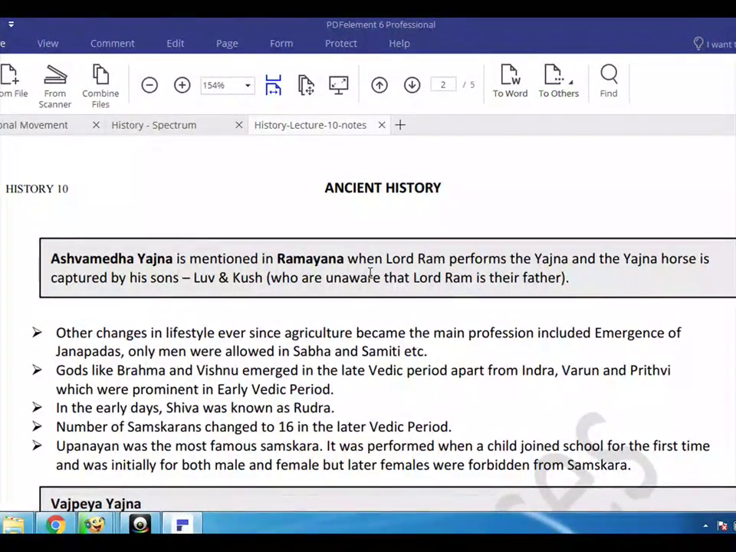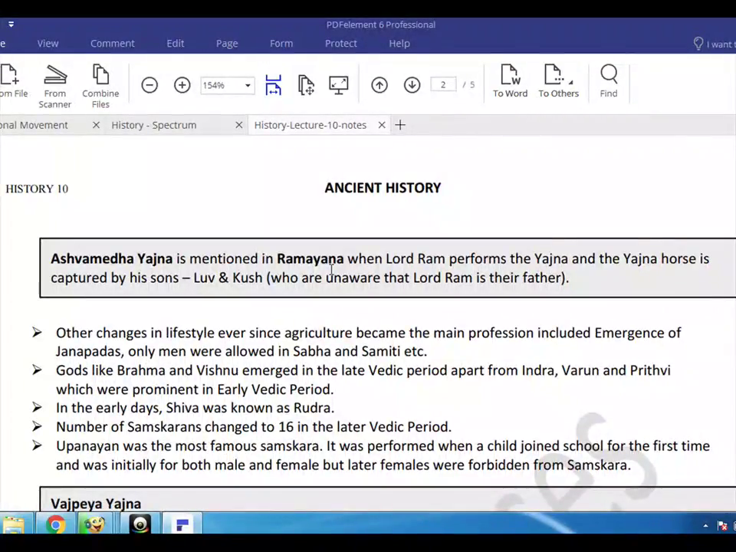Other changes in lifestyle ever since agriculture became the main profession included the emergence of Janapadas. Only men were allowed in Sabha and Samiti, etc. Gods like Brahma and Vishnu emerged in the later Vedic period apart from Indra, Varuna and Prithvi which were prominent in the early Vedic period. In the early days, Shiva was known as Rudra.